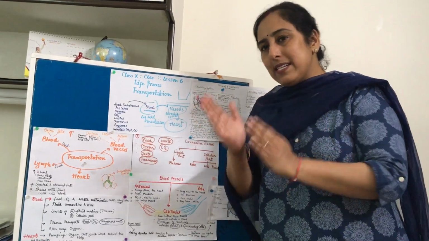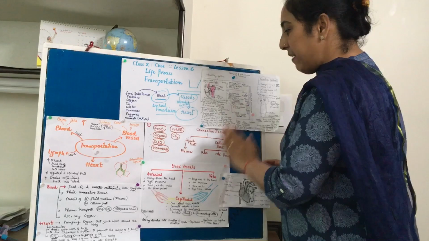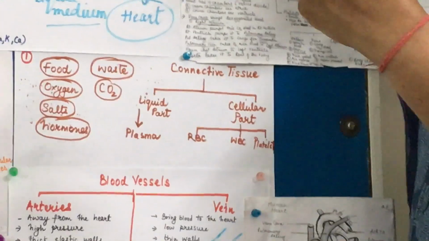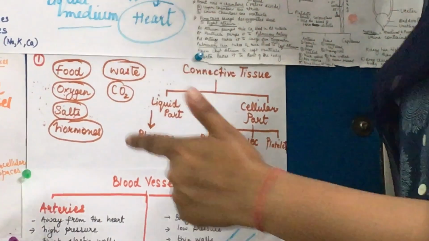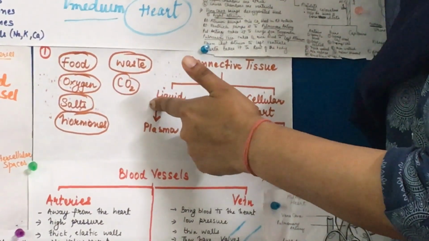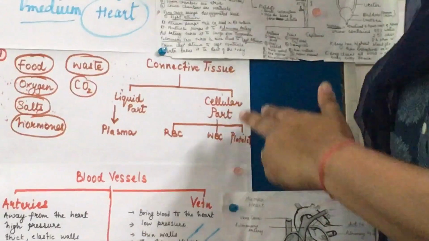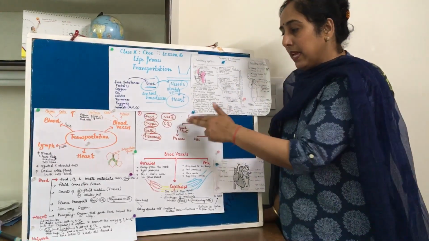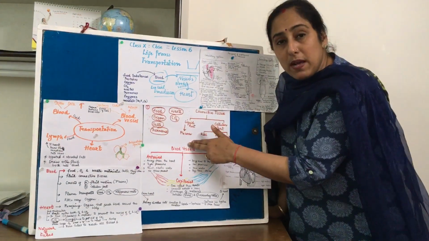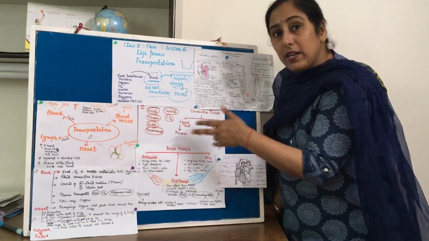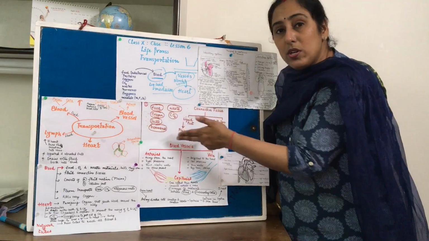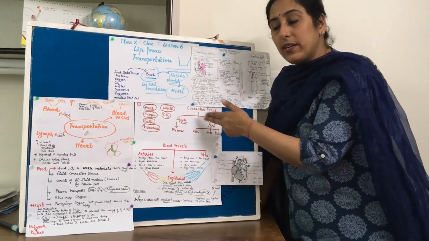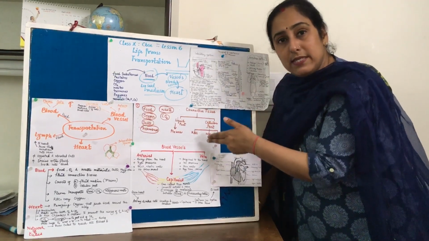So my dear students, let's summarize the whole thing. We have talked about the blood connective tissue. It is a medium to transport these things. It has 2 parts, the liquid part and the solid part. The liquid part is called plasma. It is the major part. It carries salts, hormones, enzymes, etc. The cellular part has RBCs, WBCs and the platelets.